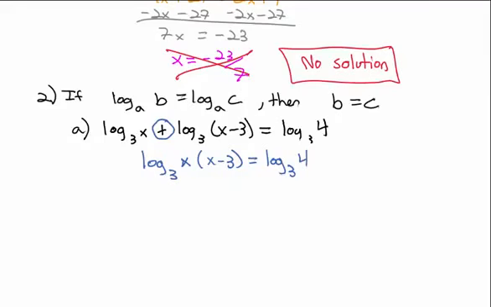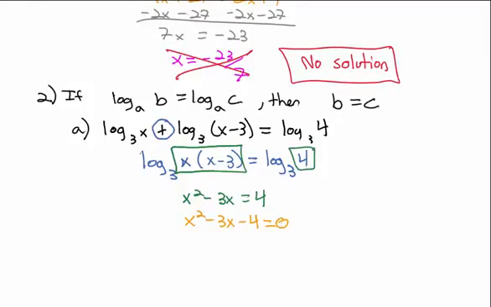Notice both sides have the same log base. If those bases are the same, then the insides must be equal. And if we distribute, that gives us x squared minus 3x equals 4. Subtracting 4 from both sides gives us x squared minus 3x minus 4 equals 0. And we're well on our way to solving by factoring to x minus 4, x plus 1. And of course then x equals positive 4 and negative 1.